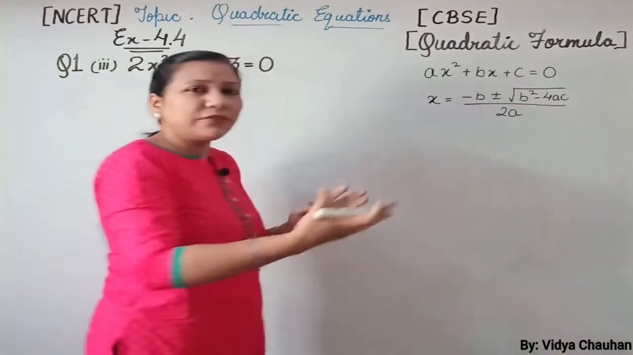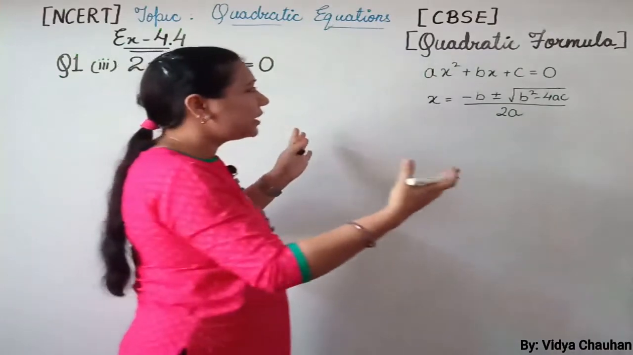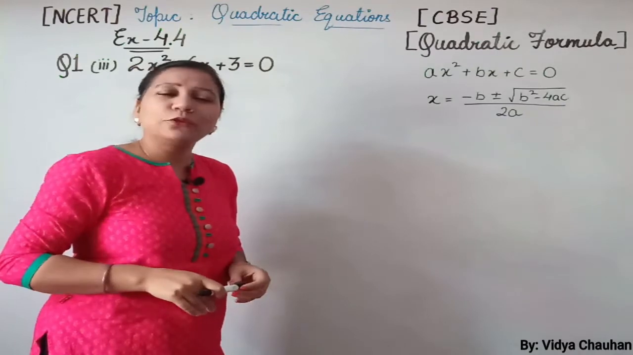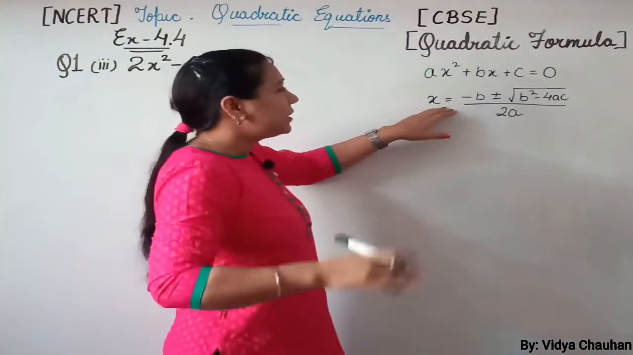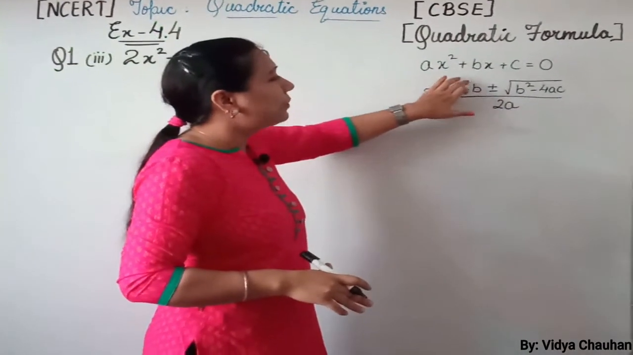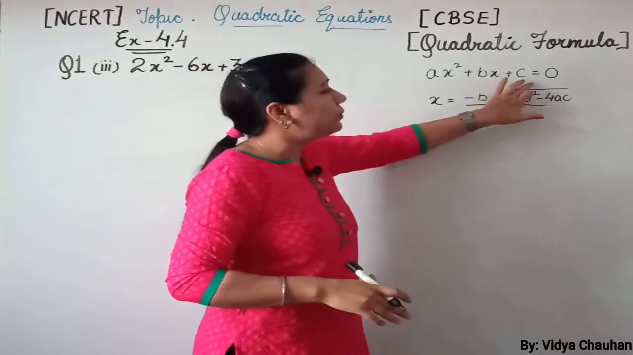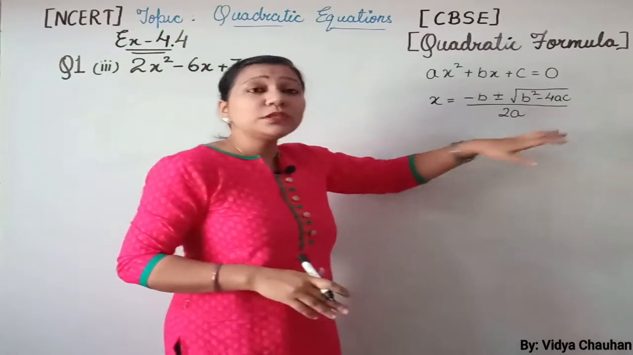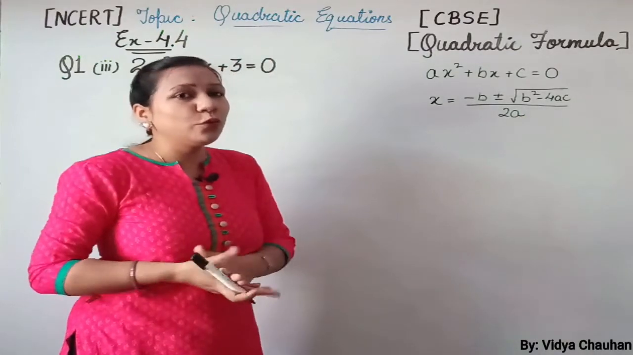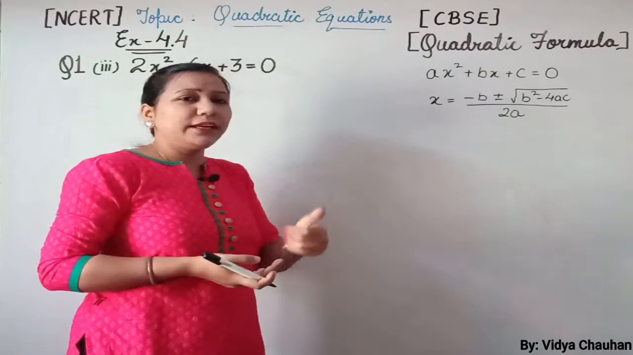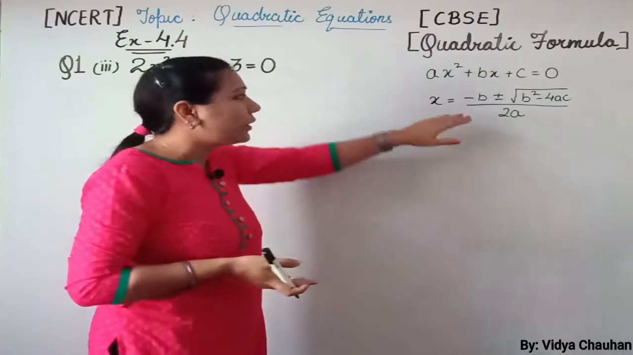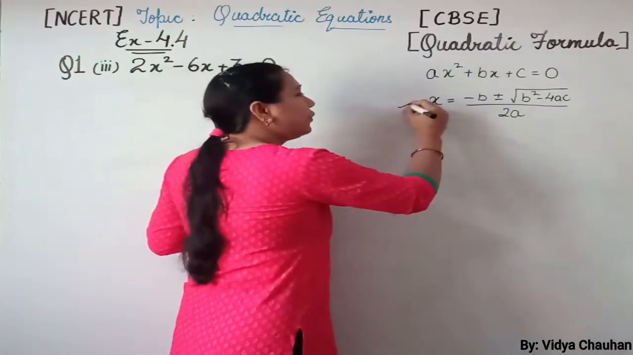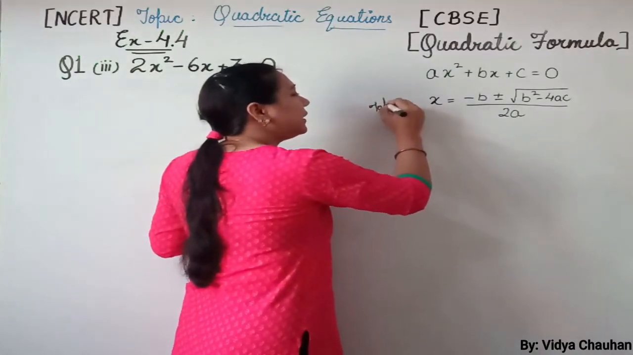You might be thinking this is a very big formula, how will we remember it? But it will take just a fraction of a second to learn. So x is equals to minus b plus minus square root of b square minus 4ac upon 2a. We use this method directly to find the roots. If it is said to find the roots of the given equation, you can directly use this formula and find the roots.